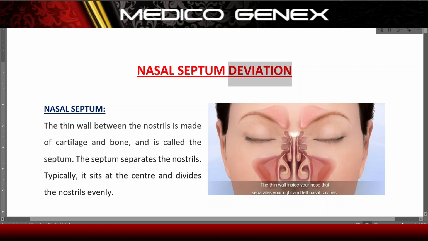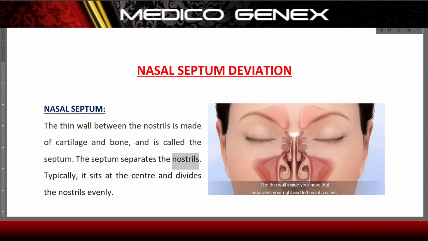Nasal septum deviation. Nasal septum. The thin wall between the nostrils is made of cartilage and bone, and is called the septum. The septum separates the nostrils. Typically, it sits at the center and divides the nostrils evenly.